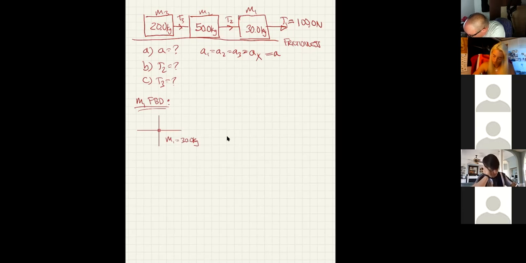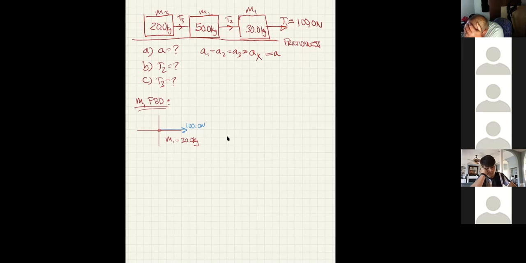Now, according to this, it has a force, which I'm going to say is in the positive direction. And that force has a magnitude of 100.0 newtons acting on it. But then I'm going to say I have another force acting in the negative direction. And that's going to be the tension T2.